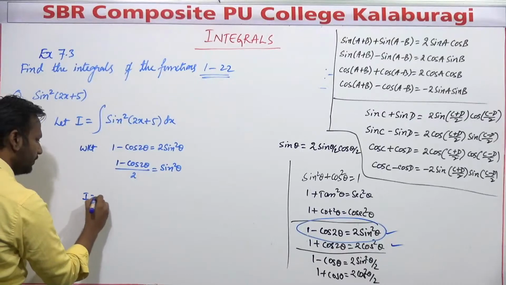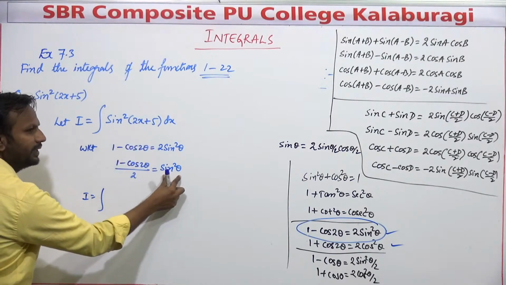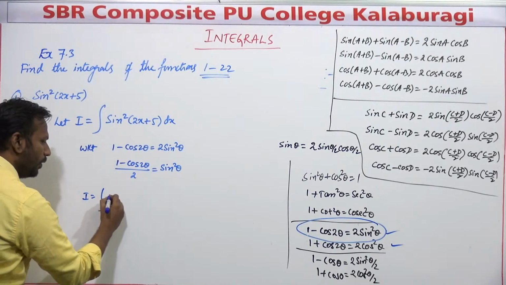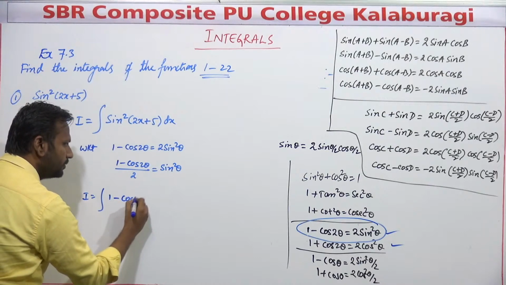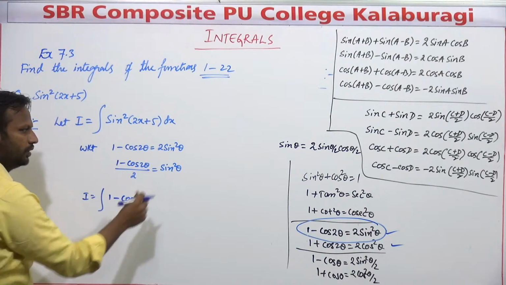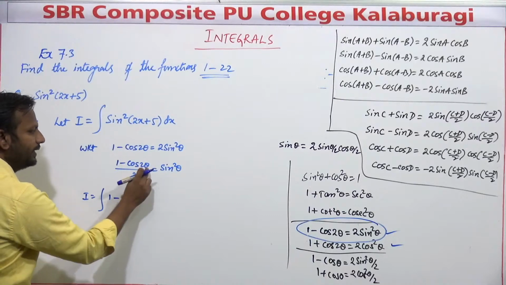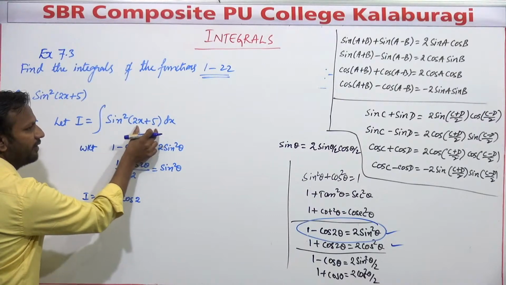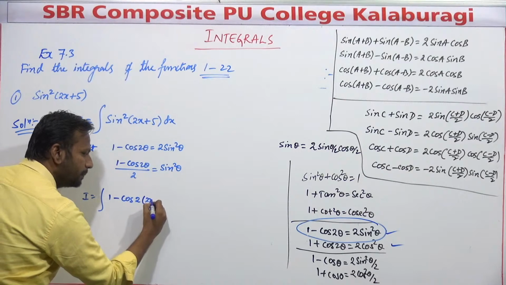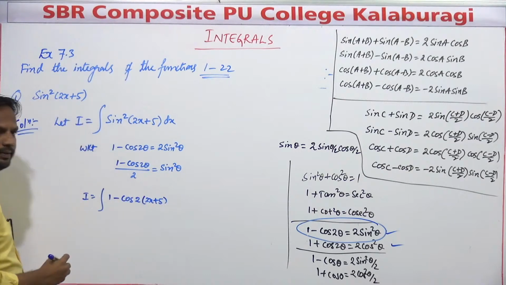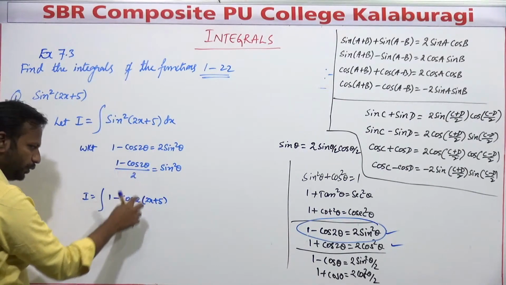So what happened? Sin square, I will be replacing it in this format. 1 minus cos 2 theta, you write over 2. Instead of theta, what do we have? Instead of theta, we have 2x plus 5. Carefully, you have to substitute it. Right? 1 minus cos 2 you write down.